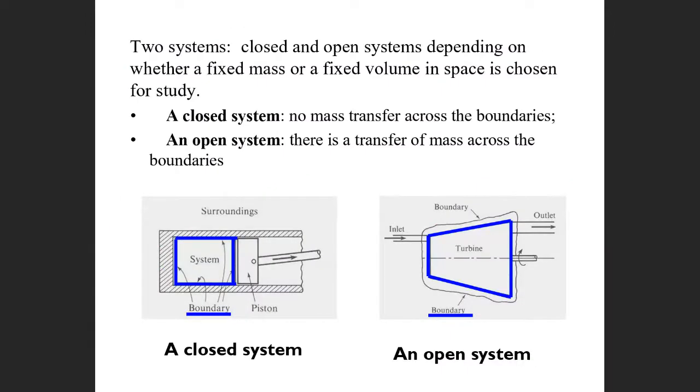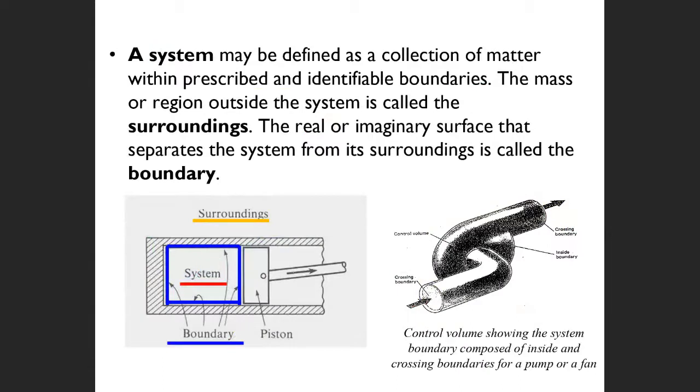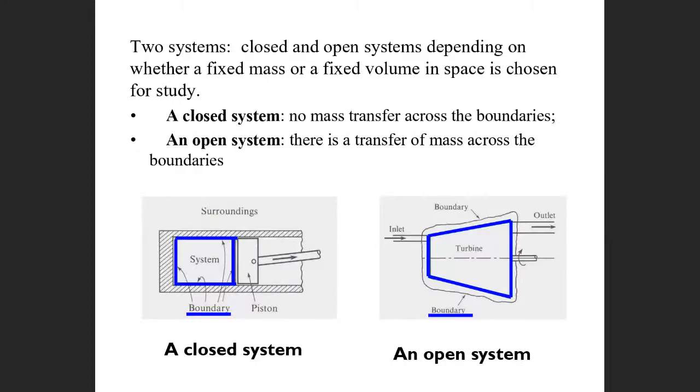Then we also observe something very interesting. For this one, we can see there is a real boundary, and for this one, we will find it's closed. So for the classification of a system, we have a closed system and an open system. Now let's have a look. How do we define whether it's a closed system or an open system?